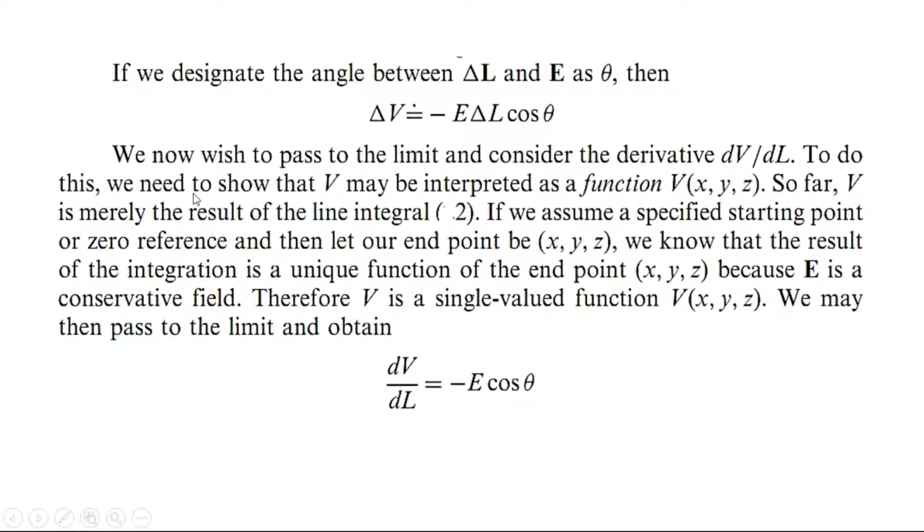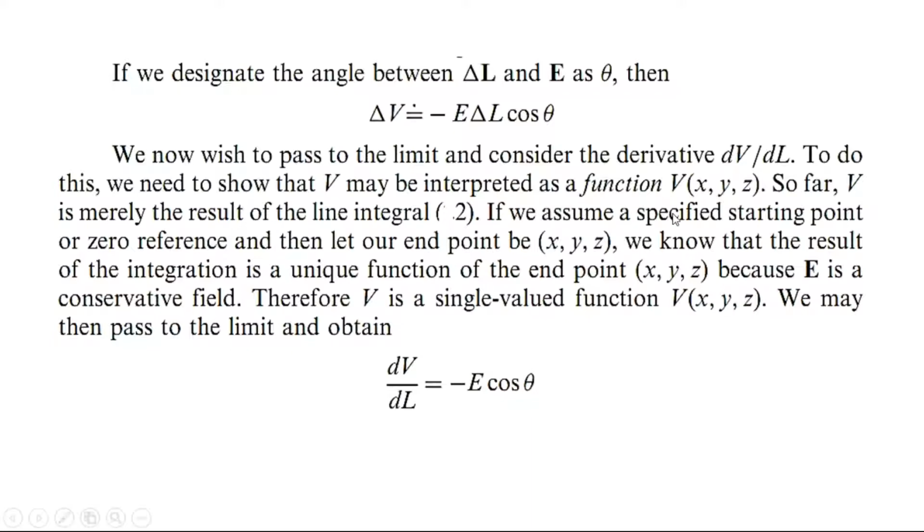To do so, we need to show that V may be interpreted as a function. V is a function of x, y and z. So far V is merely the result of the line integral. It means that by taking the negative line integral of the electric field intensity, we found the potential.